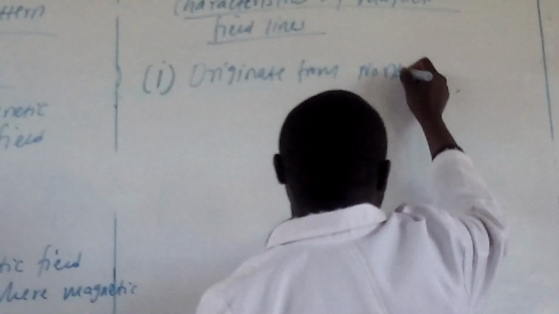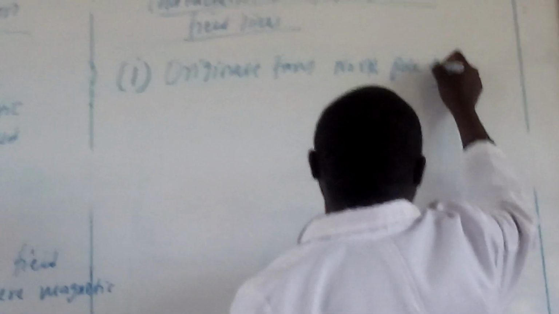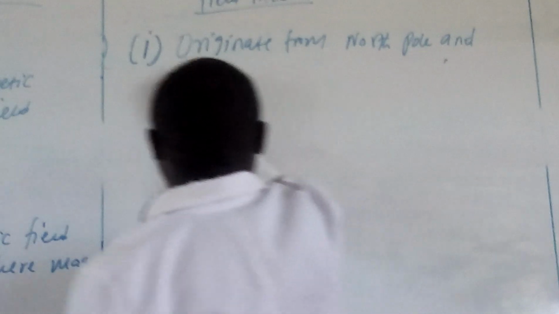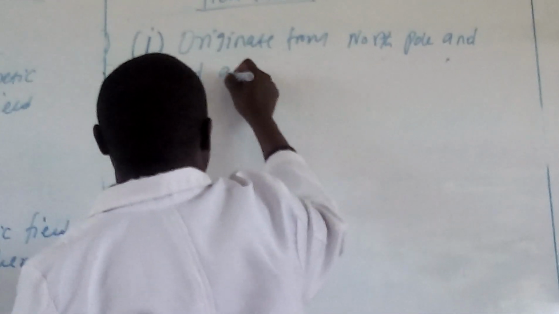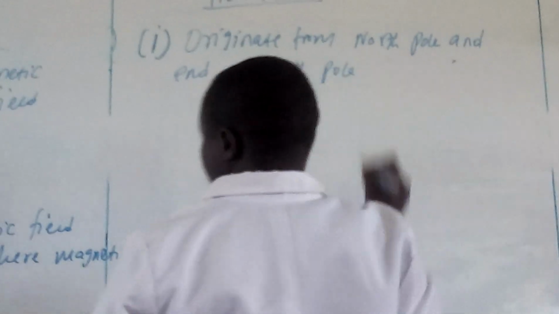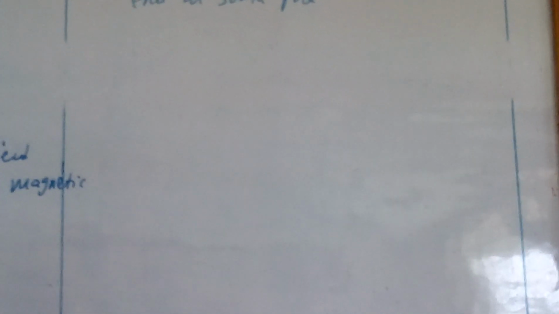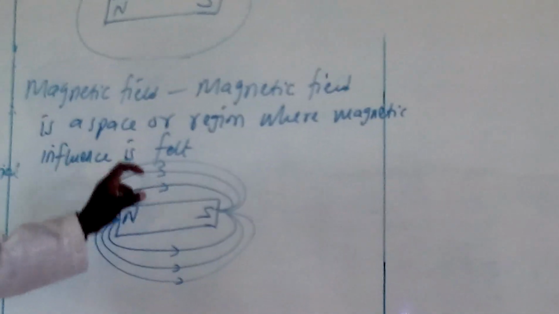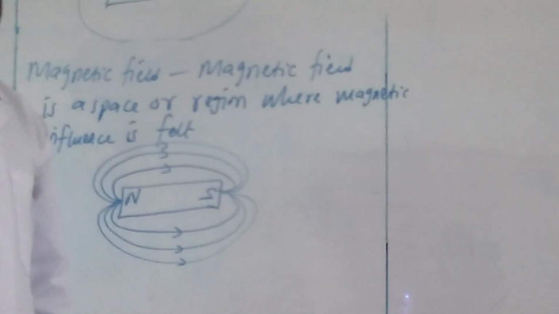They originate from the north pole and end at the south pole. Like this one here, it originates here and then ends at the south pole, and you must show it using an arrow. That is the first property of the magnetic field lines.